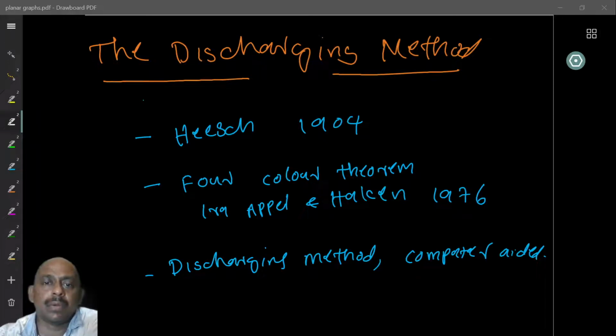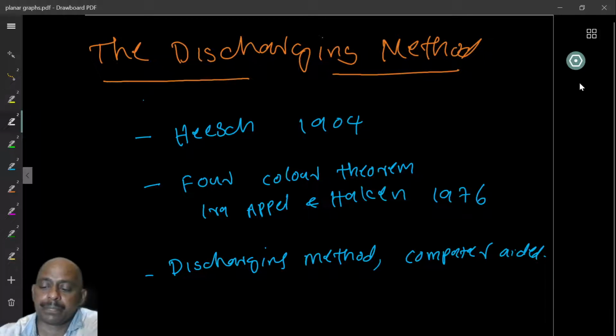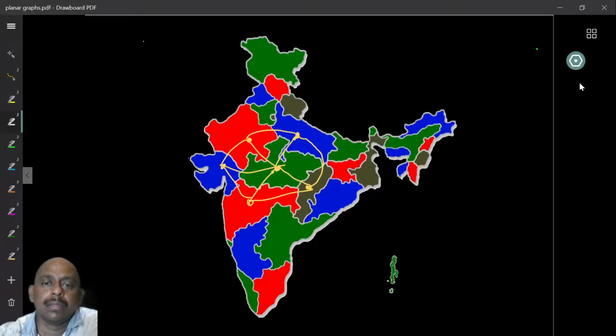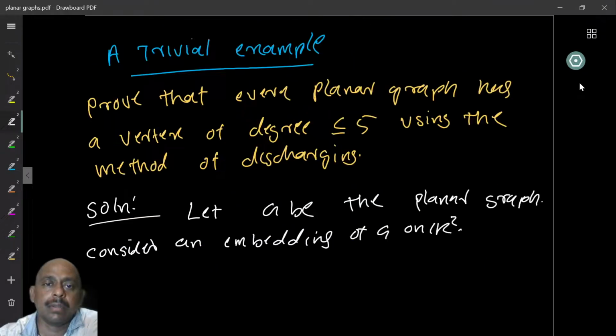So let us now look at the discharging method. So we start with a very small example, a trivial example. In fact, to prove this, you don't really need any discharging method or anything. We can directly prove it from some of the simple results that we have studied. But we want to use it to just start an idea of discharging. So we want to prove the following.